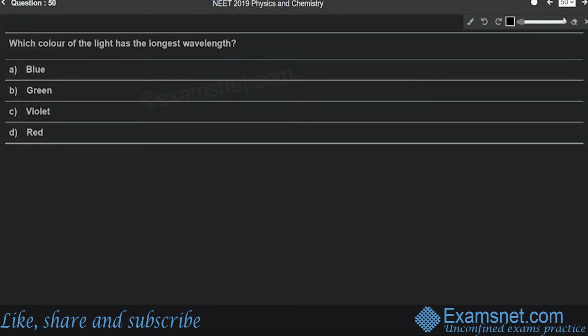Question number 50 is from the chapter electromagnetic waves, and the question is, which color of the light has the longest wavelength? Options are blue, green, violet and red. It is a known fact that red color has the longest wavelength, approximately 700 to 635 nanometer. That's why we write VIBGYOR, that means in the increasing order of wavelength. So red has the maximum.